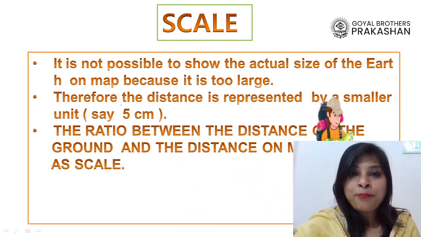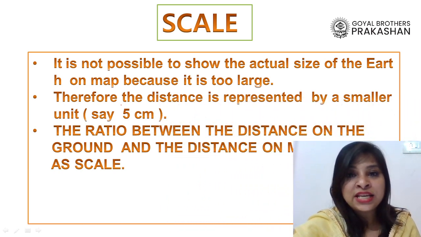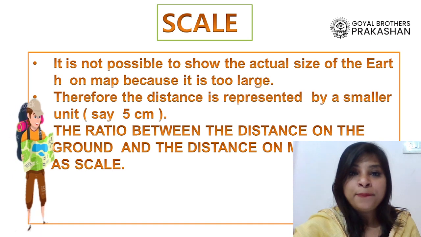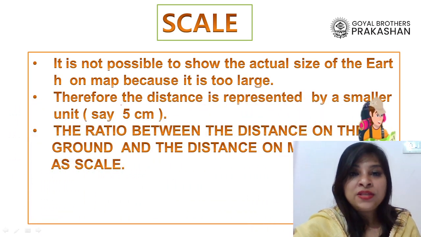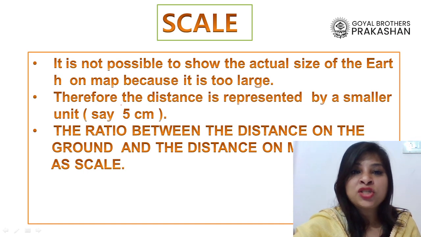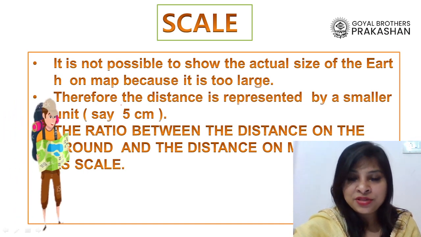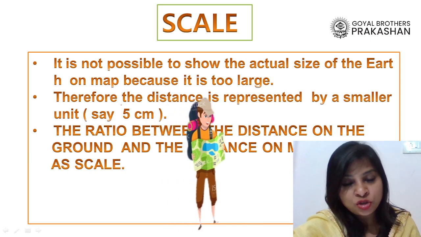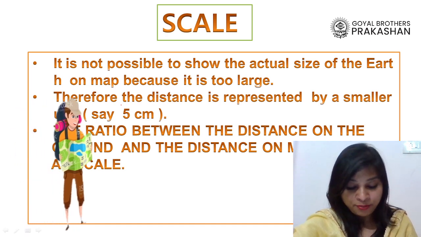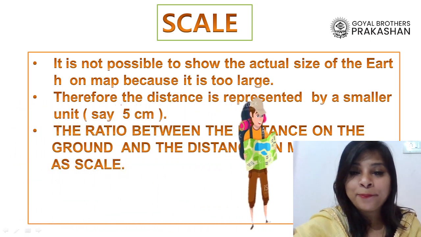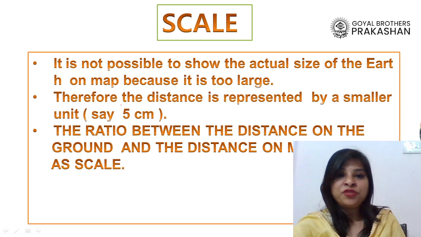It is not possible to show the actual size of the earth on a map because it is too large. Therefore, the distance is represented by a smaller unit, say 5 centimeter, even 1 centimeter or 2 centimeters also. Now the ratio between the distance on the ground and the distance on the map is known as scale. Now what do you mean by this, the ratio between that?